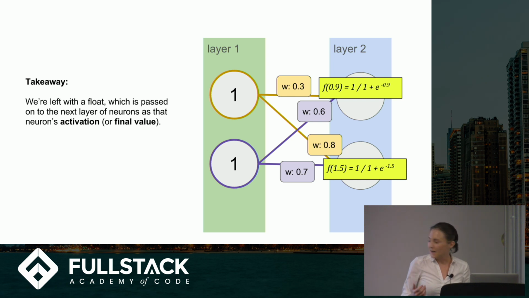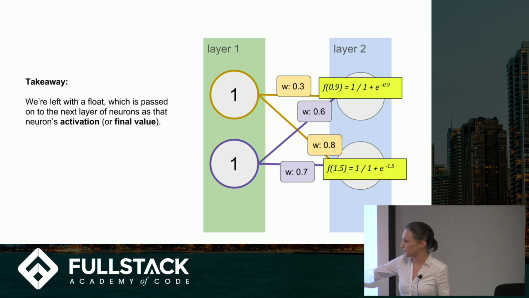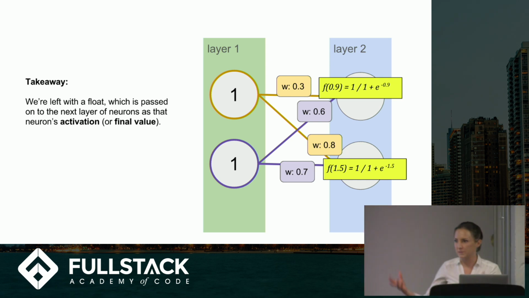OK, so all to keep in mind is that each neuron has its sum, which is made up of the values coming in from other neurons and their weights, and then that is put through a squashing function, which gives you its activation.